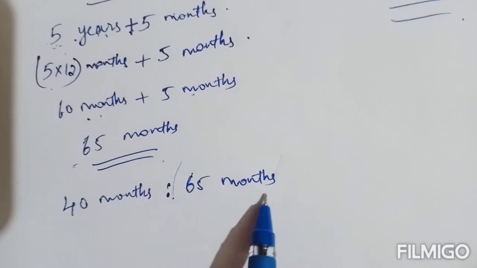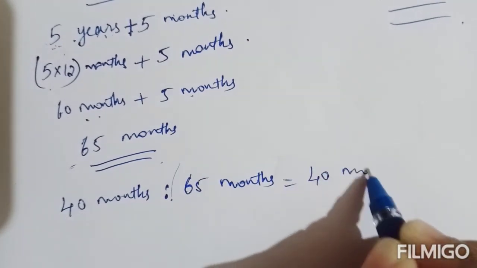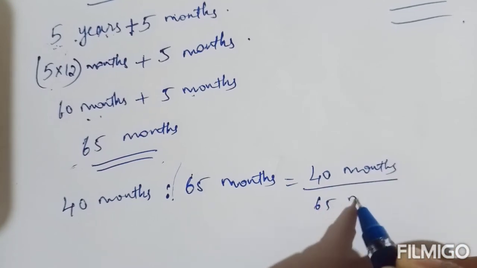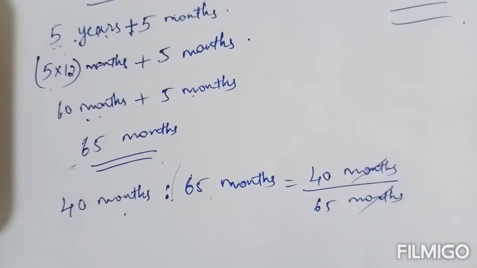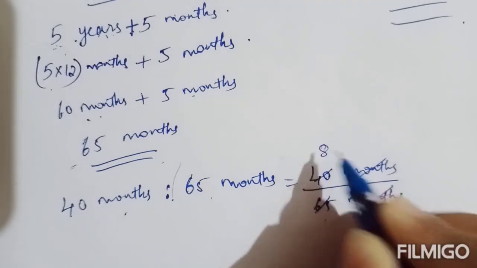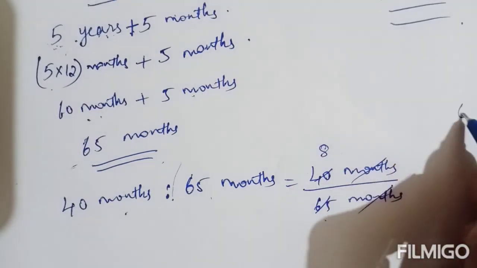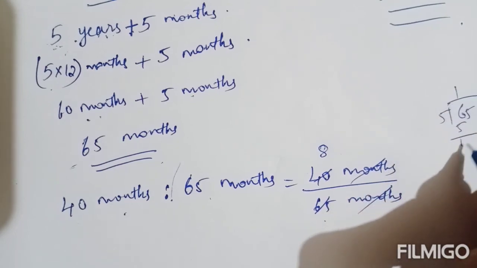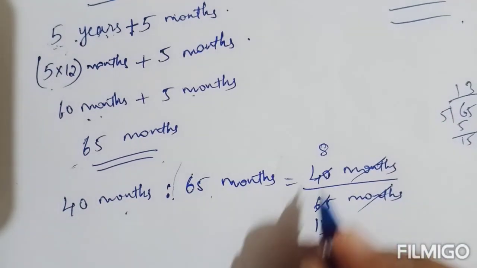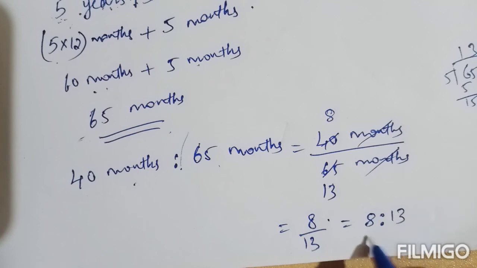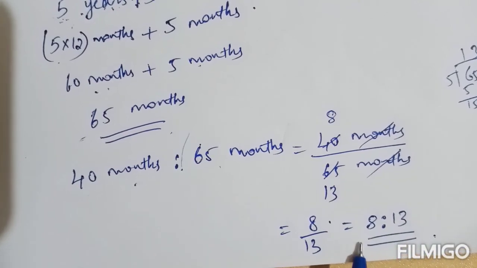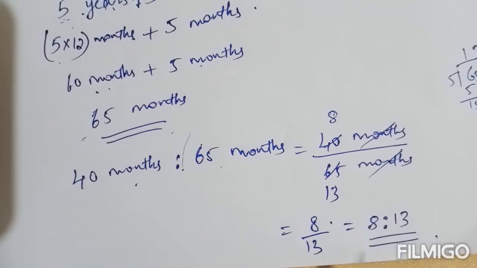40 months is to 65 months. So 40 months by 65 months. We can write it in this form: A is to B, we can write as A by B. Months you can cancel. 40 and 65 will go in 5. 5 into 8, it is 40. 65 divided by 5, you will get 13. So 8 by 13. Okay, 8 by 13, you can write as 8 is to 13. So this will be the ratio in lowest terms, 8 is to 13.